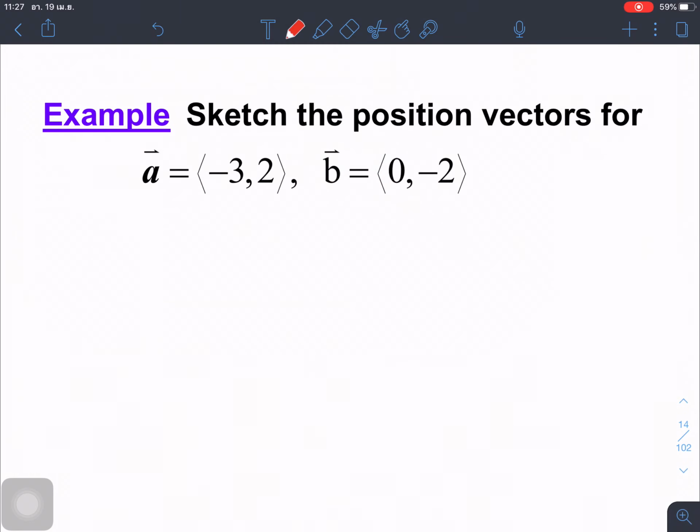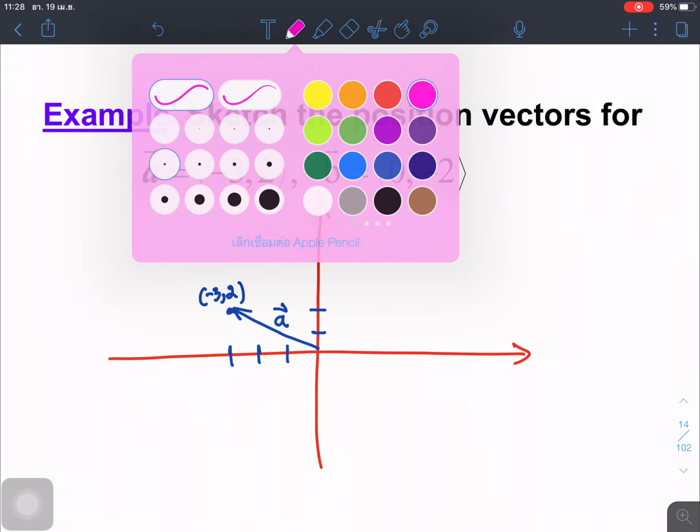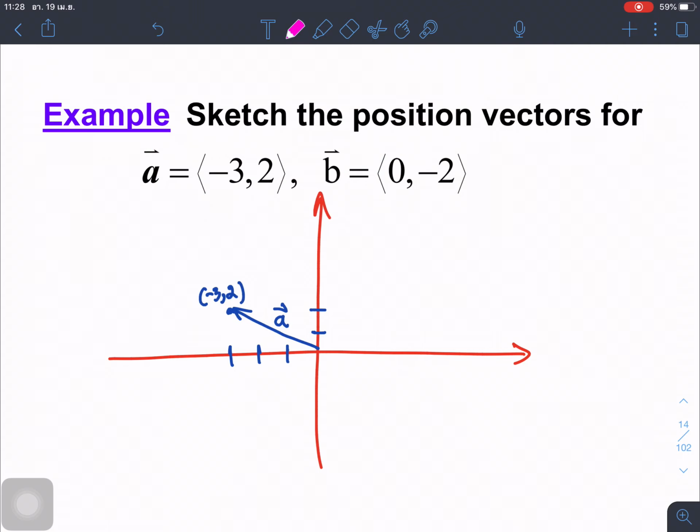Alright, so I'm going to draw them in the same xy plane. So we have -3, 1, 2, 3, and 1, 2. This is the vector A. This is the point (-3, 2). And then we have (0, -2), which is down here.